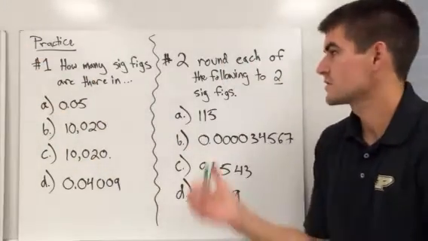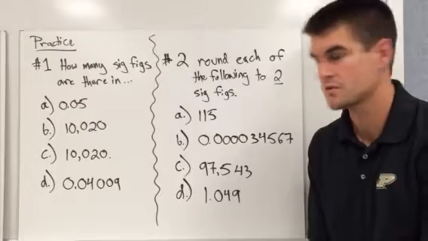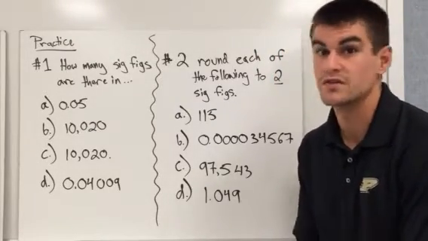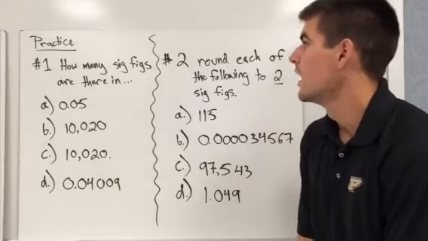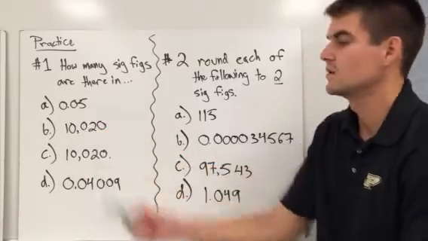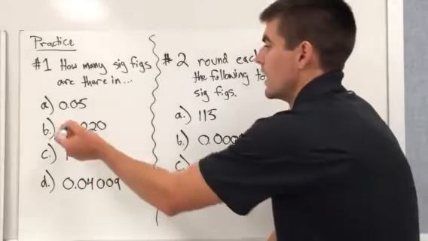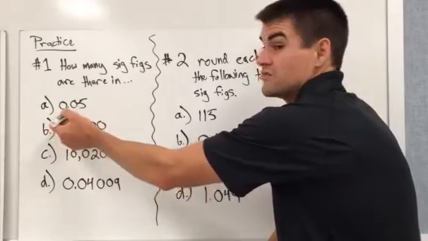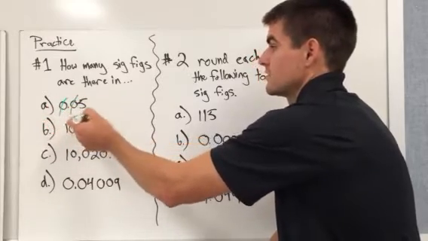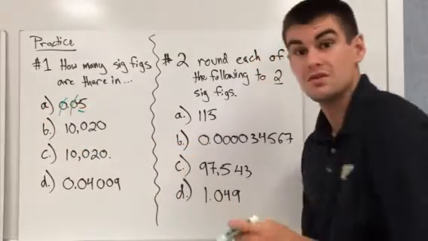And then some practice problems to go through here together. Again, you can pause this, do them by yourself, and then see what I come up with. So first one, how many sig figs are there in that first one? To the left of that first non-zero, not significant, not significant. So in this case, there's just 1.